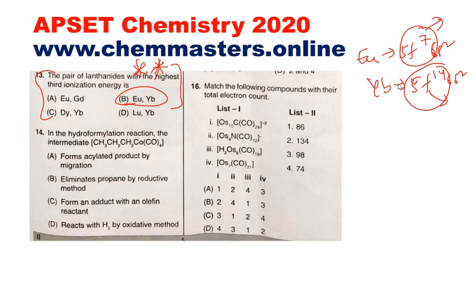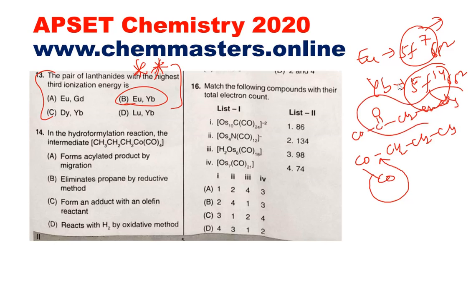Now in the hydroformylation reaction, the intermediate. Just look at the intermediate here, which is having CH2 and CH3. Here is a CO. Now CO migrates here, and which can make C double bond O, CH2 and CH3, that is an acyl group. So it forms an acylated product by migration. Option A is the correct answer.